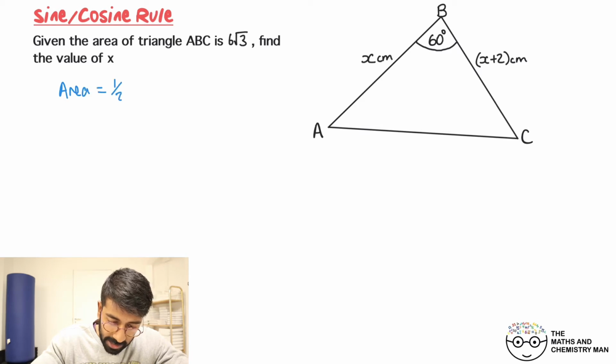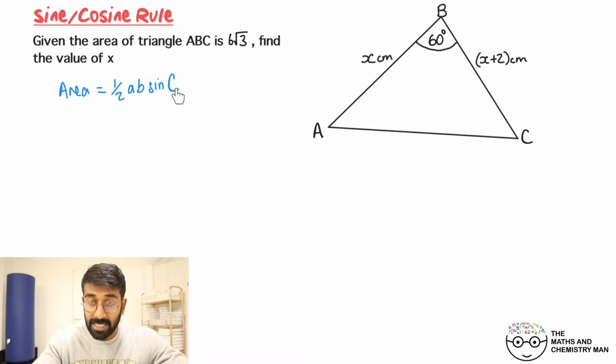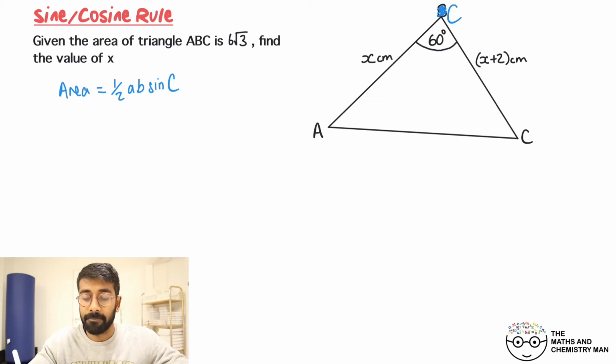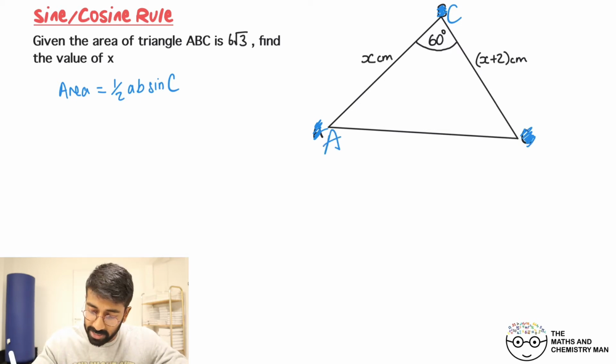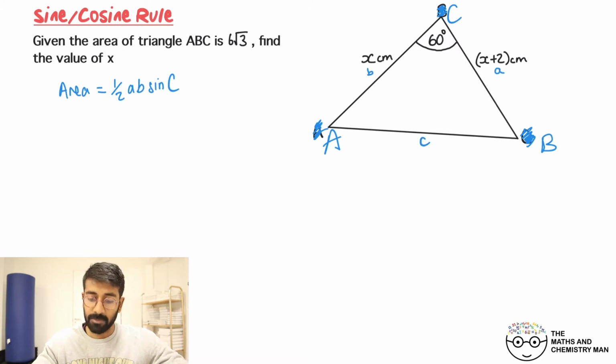So area is a half ab sine capital C. Now in this formula, capital C is the only angle that you have. If you look at your triangle though, currently our angle is labeled as B, which is no good, right? Because to use this formula, we want it labeled as C. So what we should have done is cross this out and label it as capital C. Then you can cross out the original A and C that were here and relabel them, right? So label one of them as A. I'm just going to keep this one as A actually, and then put this one as capital B. The sides then are going to be small b over here, small a over here, and small c over there.